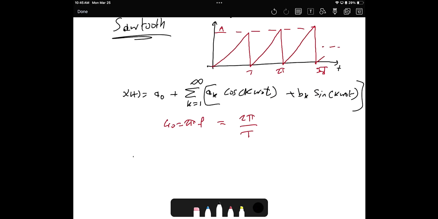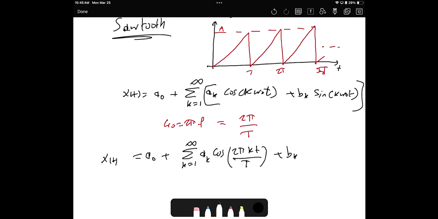So we can say x of t, substituting this here, equals a naught plus the sum from k equal 1 up to infinity, a sub k cosine of k omega naught, which is 2 pi, so 2 pi k t divided by uppercase T, plus b sub k sine 2 pi k t over uppercase T. That's it.